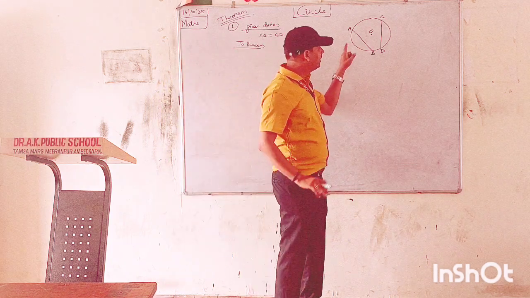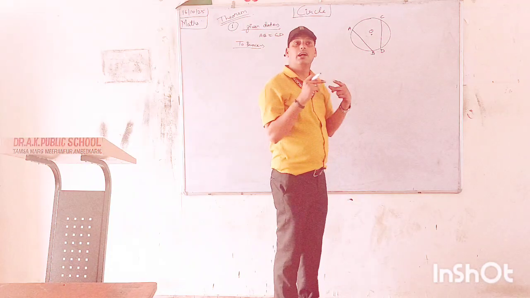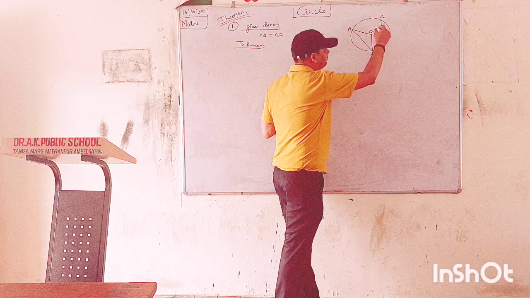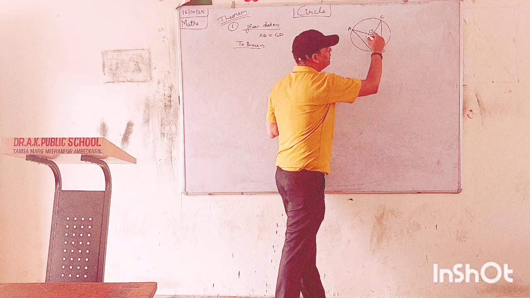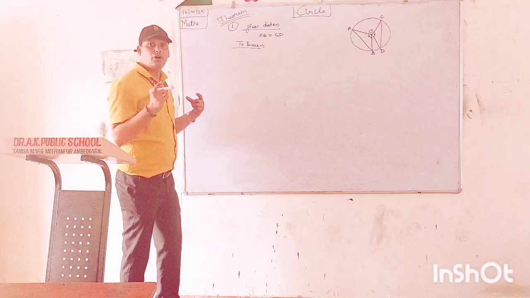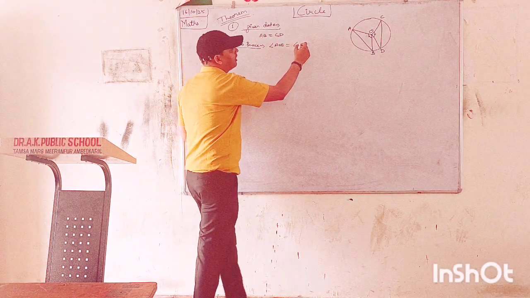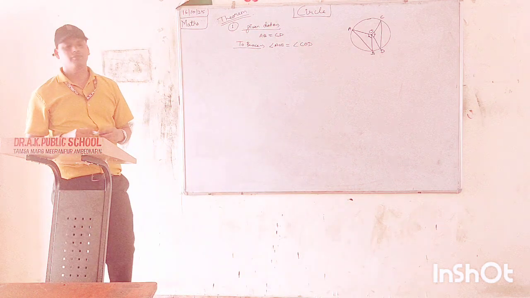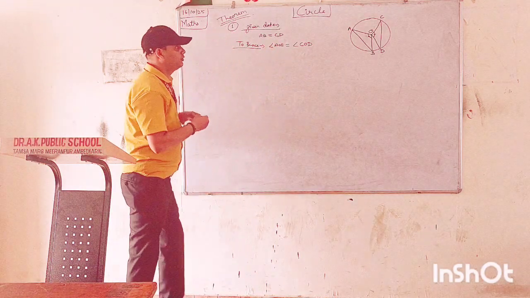What do you have to prove? Listen, it is saying that if the lengths of the chords are equal, then these chords will subtend an equal angle at the center. If I join like this, this angle and this angle we have to prove equal. So we have to prove that angle AOB is equal to angle COD. Clear? This is what we have to prove. This is what we have been given.